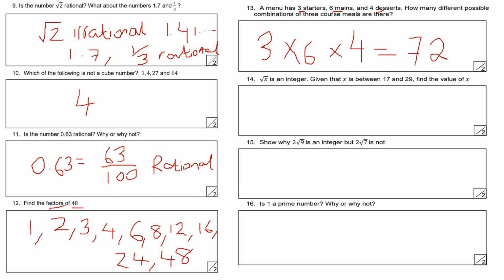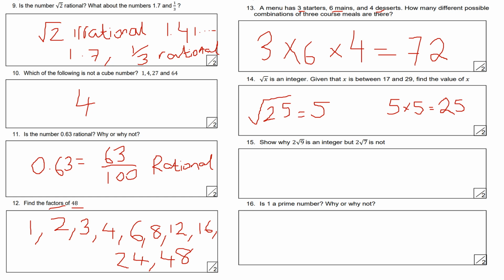Okay. Question number 14. The square root of x is an integer, given that x is between 17 and 19. Find the value of x. So it's knowing your square numbers. So the square root of 25 gives me a whole number, which is 5. Okay, because 5 squared, or 5 times 5, is 25. Okay, so 25 is what I call a square number. Again, please learn your square numbers and your cube numbers for your exams.